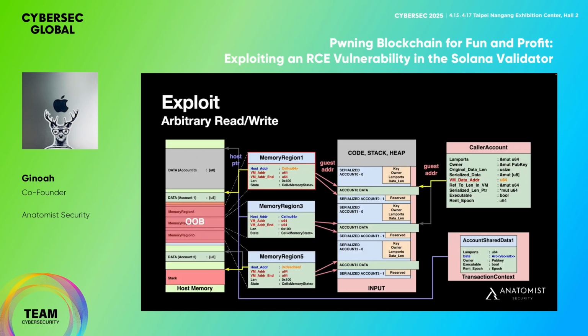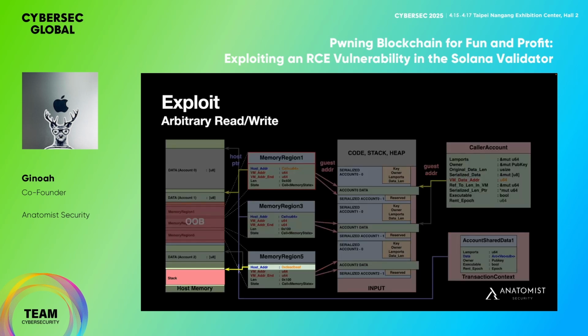For example, let's say the return address on the stack is located at 0xbif. We simply override the host address of memory region 5 to 0xbif, then write to it through account 2's data buffer. This allows us to hijack the program counter when returning from program execution. From there, we can build a ROP chain to gain remote code execution.